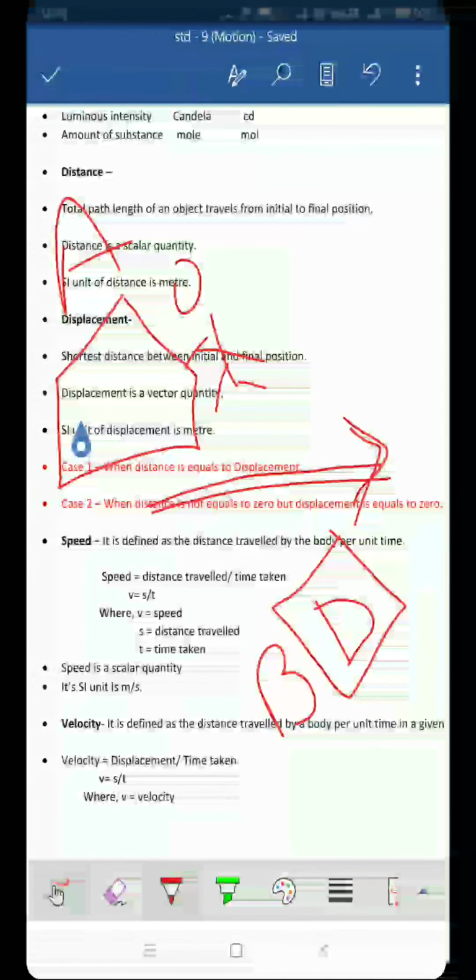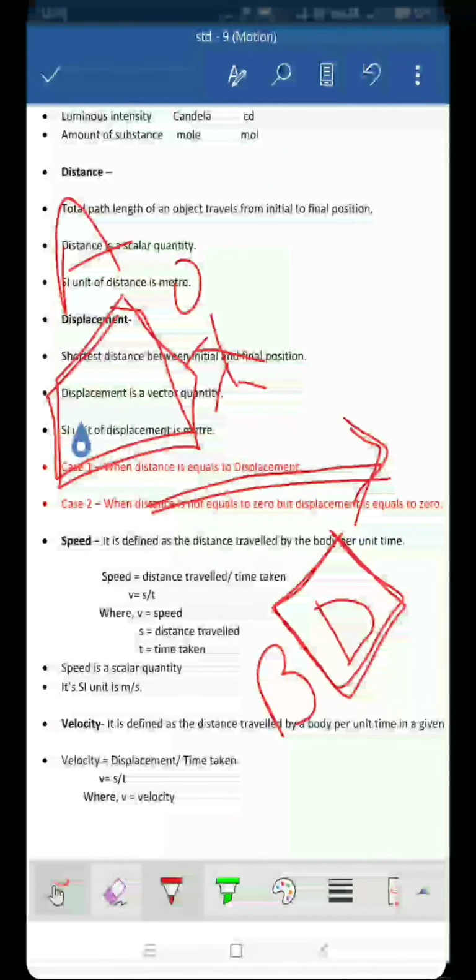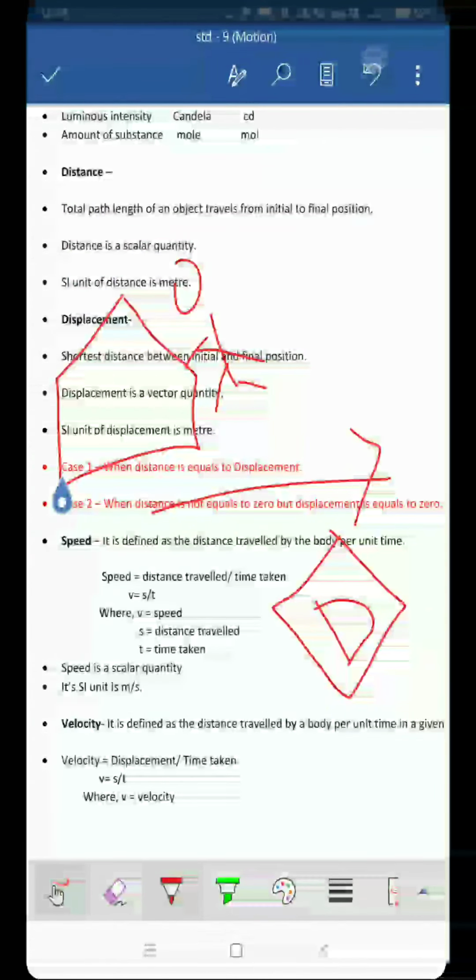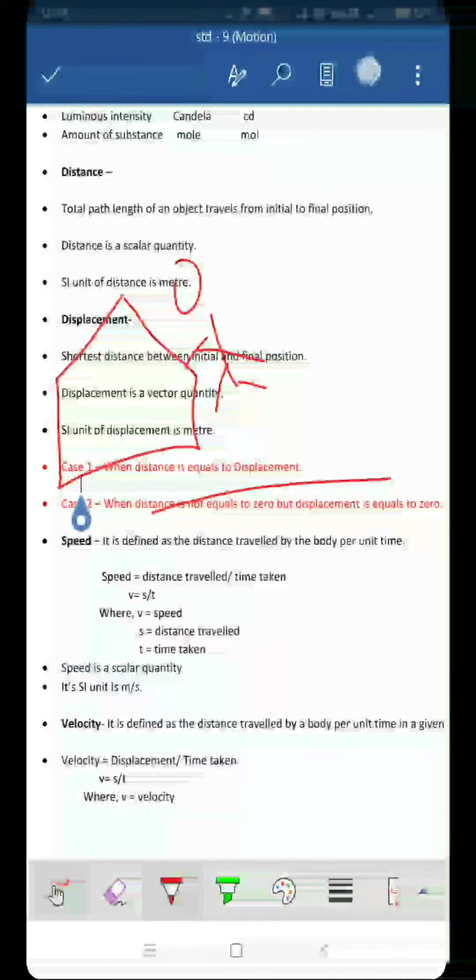And now what is the displacement in this case? This is the initial position, home, and Domino's is the final position. So we know that according to the definition, displacement is the shortest distance between initial and final position. So here AB is also equal to displacement. So distance equals displacement here, right? And the second case is when distance is not equal to 0 but displacement is equal to 0.